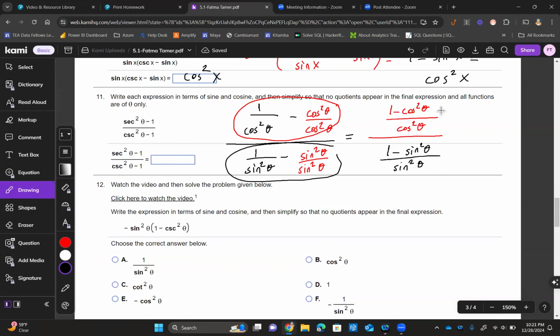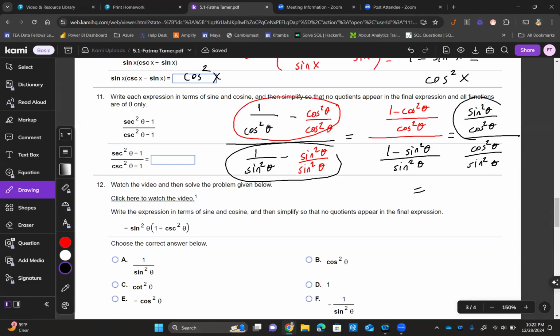Okay. Now, more simplification. 1 minus cosine squared theta is always equal to sine squared theta because of the Pythagorean identity, divided by cosine squared theta. And then 1 minus sine squared theta is always equal to cosine squared theta over sine squared theta.